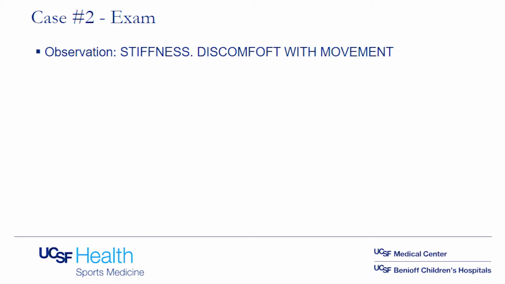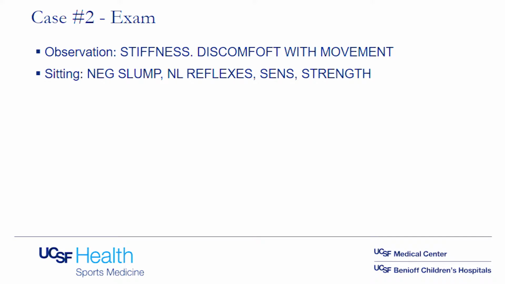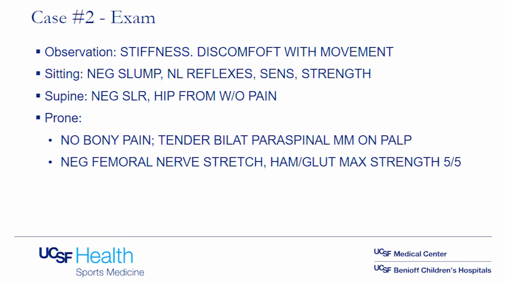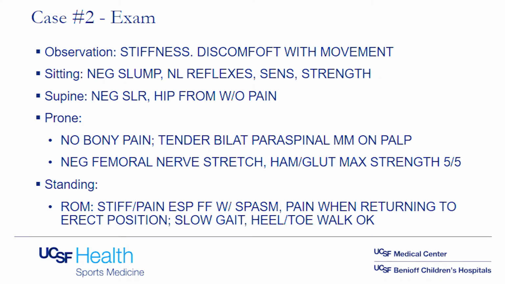Observations, she's stiff, she's got discomfort with movement, negative slump, normal reflexes, sensation, strength. Negative straight leg raise, hip full range of motion without pain, prone, no bony pain, tender bilateral paraspinal muscles, negative femoral nerve stretch test, hamstrings, glute max strength is 5 out of 5. So her strength testing is good. Standing, stiff, pain with forward flexion with spasm, pain when returning to the erect position, very slow gait. She can walk on her heels and on her toes. Okay.